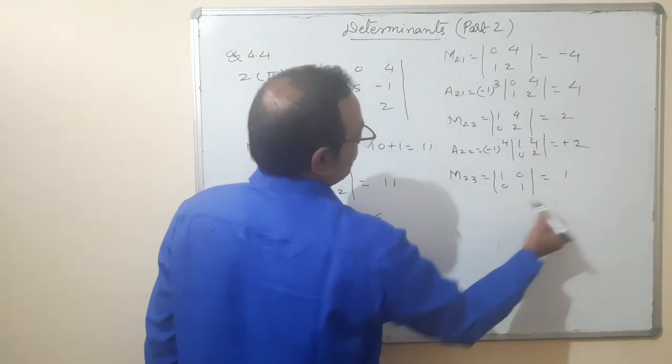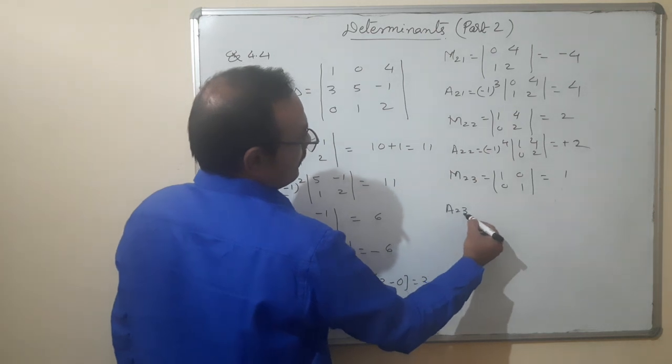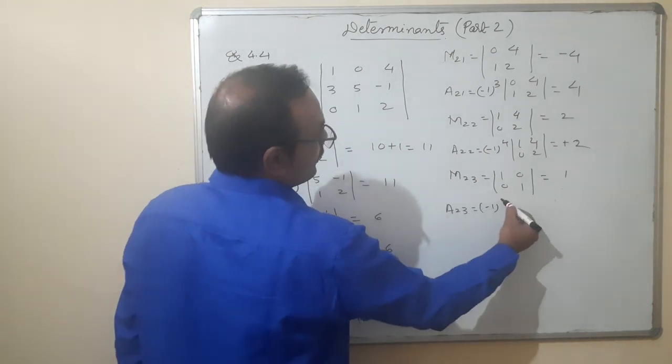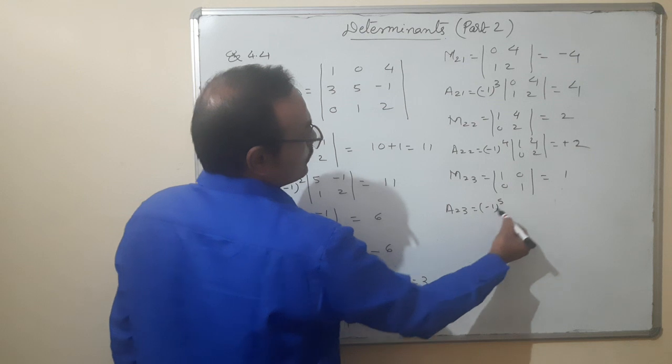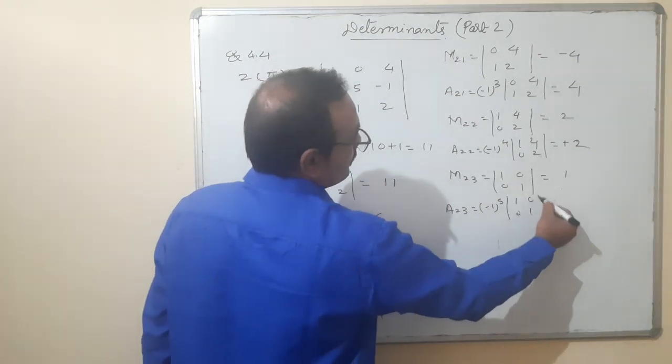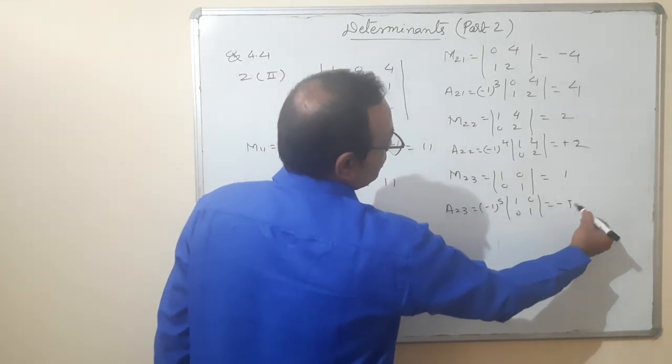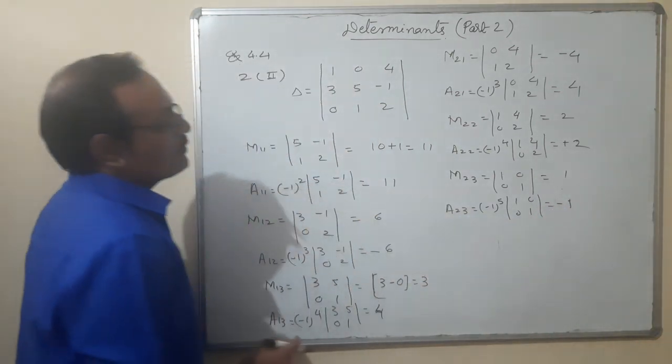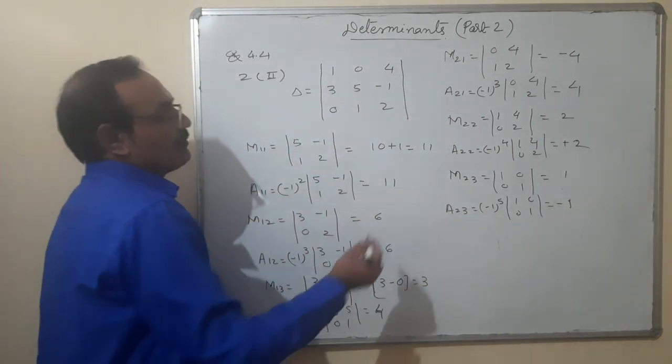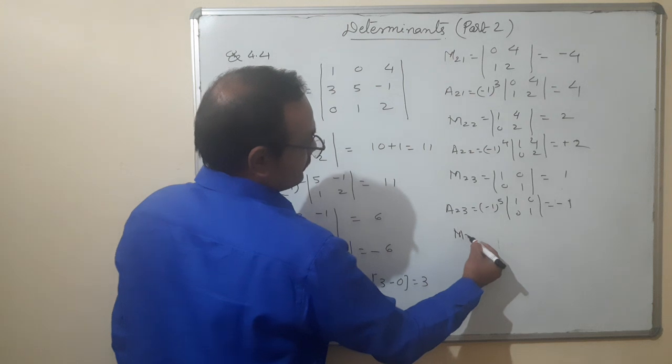Result 1. Cofactor 2 3 is minus 1 to the power 5, that is 2 plus 3 equals 5. The minor is the determinant 1 0 0 1, result minus 1. Okay, result minus 1. And the same for M 3 3.